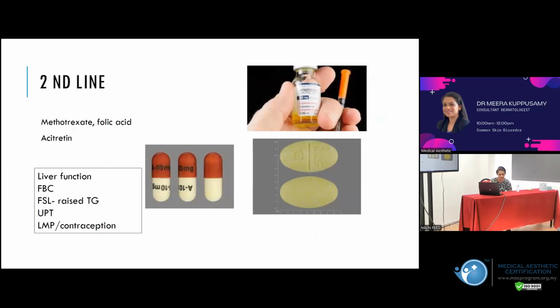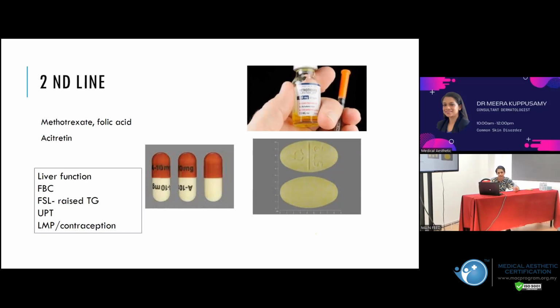Second line, if you fail topicals, your second line is to use systemic. So use methotrexate plus folic acid, and acitretin. Both of these are teratogenic. Acitretin, once the female patients consume, they cannot have any pregnancy for 3 years. So we don't usually use it in females of childbearing age. Methotrexate you can actually use for females of childbearing age, but they need to be on contraception.